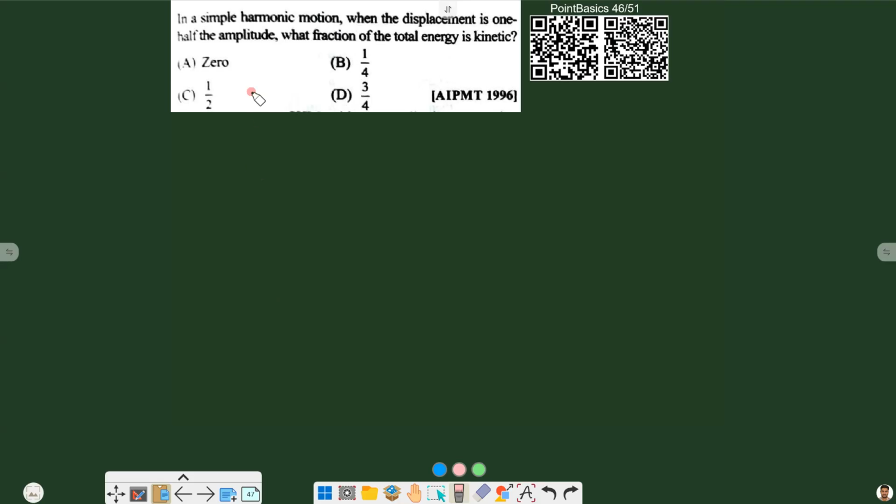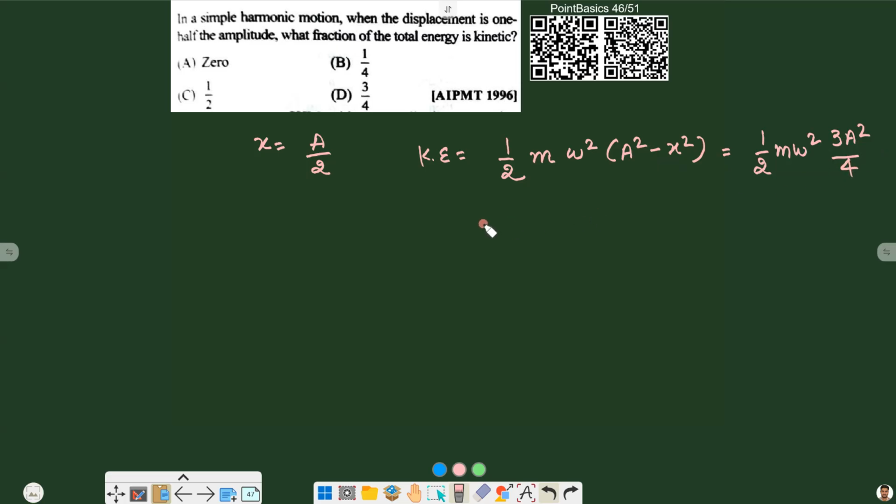Next question. In SHM, when the displacement is one half of the amplitude, what fraction of total energy is kinetic? So here it is given, displacement is one half. So x is equal to a by 2. And we have to find the kinetic energy. Kinetic energy is given by half m into omega square times a square minus x square. Substituting the value of x is equal to a by 2, we get half m omega square a square minus a square by 4, that is 3a square by 4, and that is equal to 3 by 8 m omega square a square.